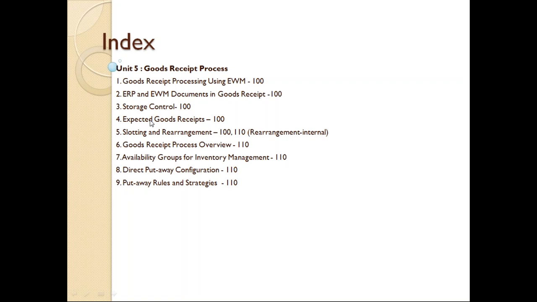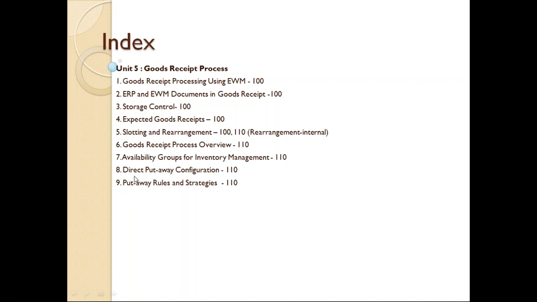So not only receiving from your vendor, but also receiving from your production. What slotting and rearrangement is, and what a good receipt process looks like when you combine it with things like slotting and expected goods receipt. Availability group we have already seen. It's part of the initial integration that we did. We created availability group 001 and 2. So this part we have already covered.